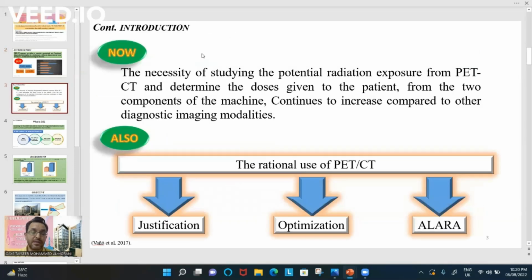Now it is necessary to study the potential radiation exposure from the PET-CT and determine the doses given to the patient from the two components of the machine, which continues to increase compared to other diagnostic modalities. Also, when dealing with PET-CT for oncology patients, we need to apply the justification, optimization, and ALHORANI principle.